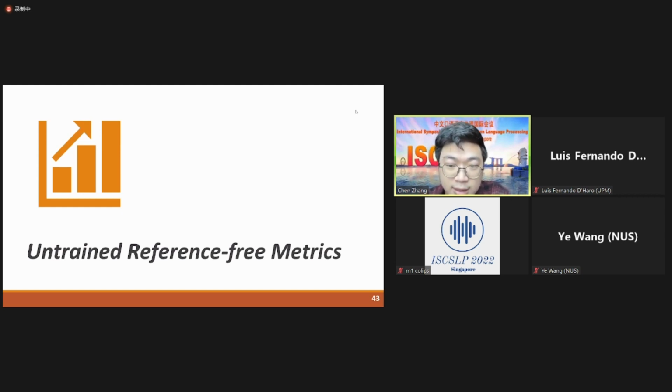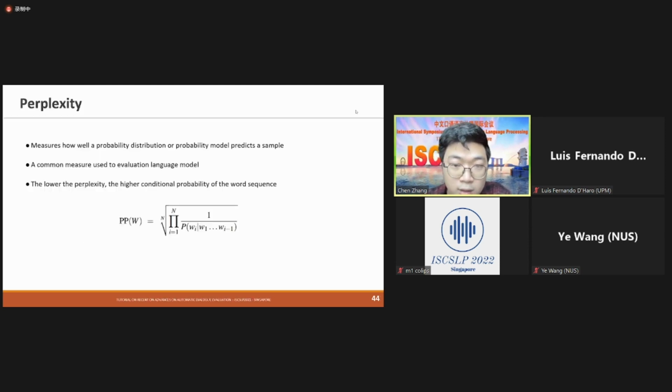Untrained means that there is no model involved; we do not train a model to score the response. We just rely on some heuristic method to compute a score. One very common reference-free measure is the perplexity. Perplexity is used very popularly for evaluating language models or text generation tasks. It measures how well a probability model or distribution predicts a sample. Here it may be a sequence of words.